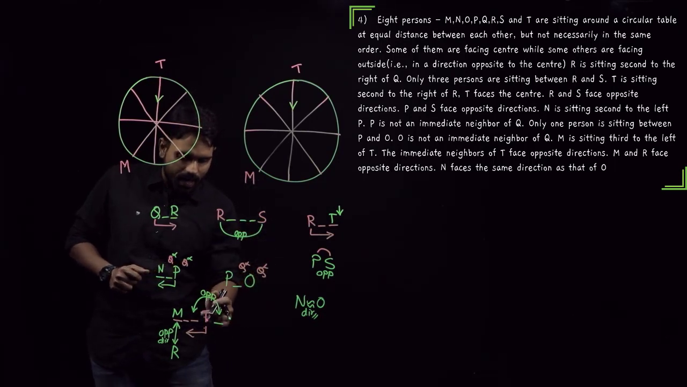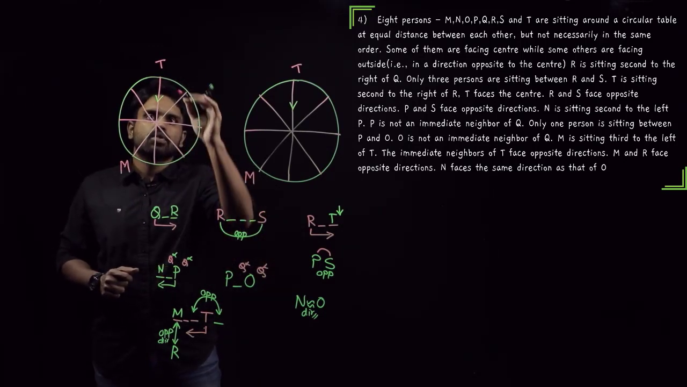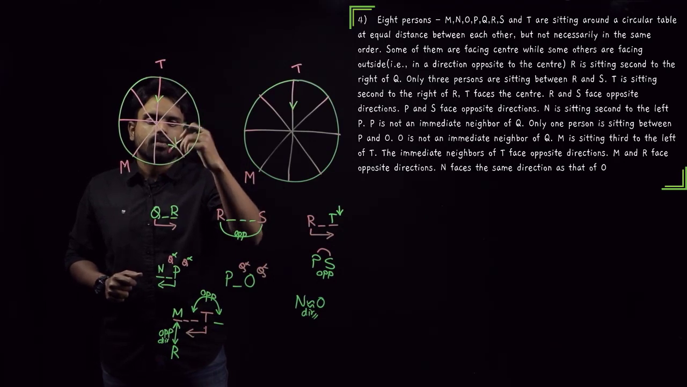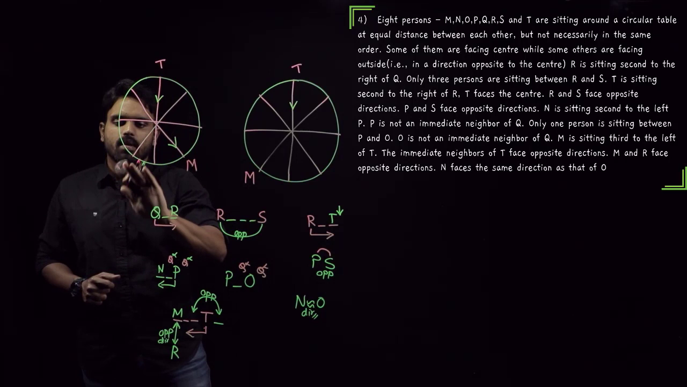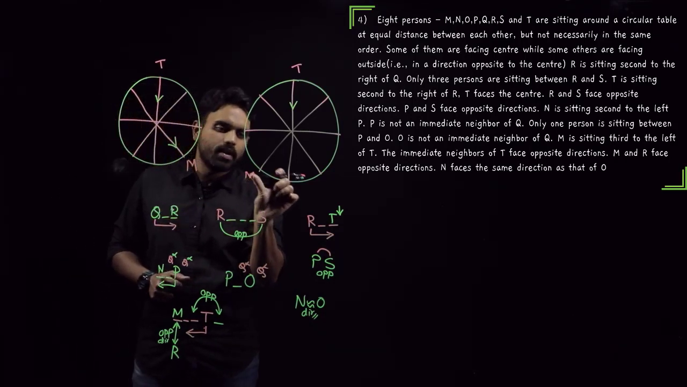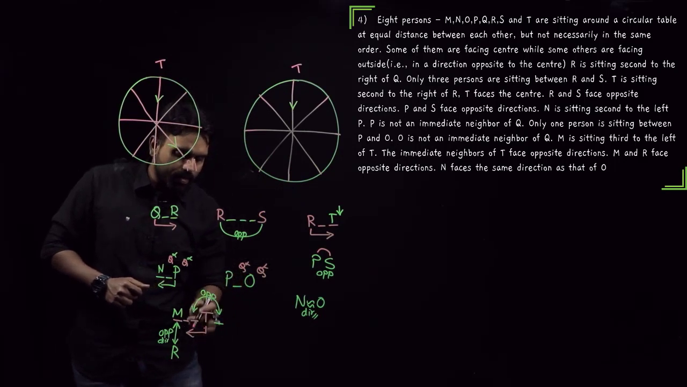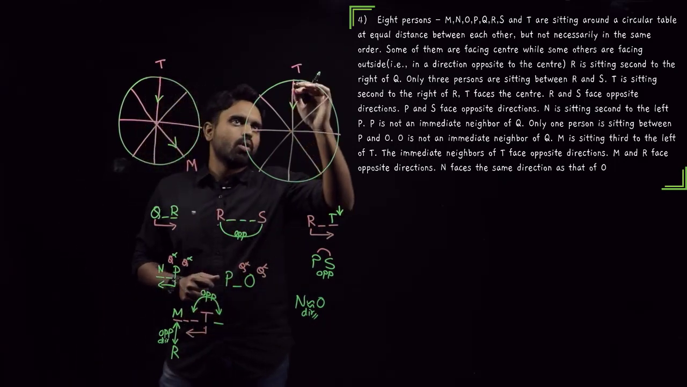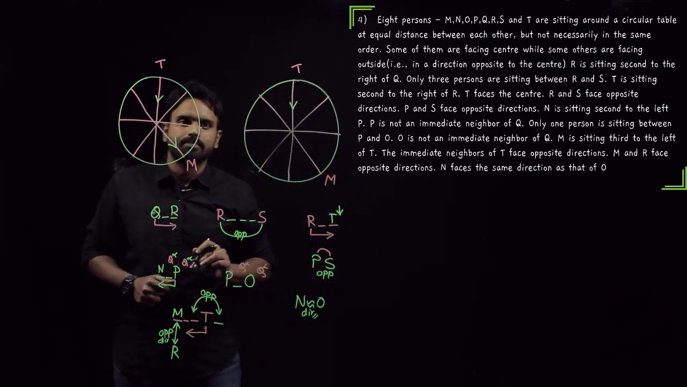Okay, third to the left likha hua hai. Okay, yeah, this guy is to the left, right? Third to the left. So, this will be first to the left, second to the left, third to the left. So, here will be M. This is not M. We read the statement that we have written wrongly. Yes. So, T will be third to the left of M. So, third to the left of M will be where? It will be here.